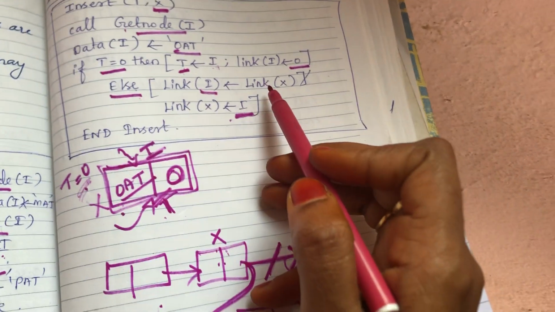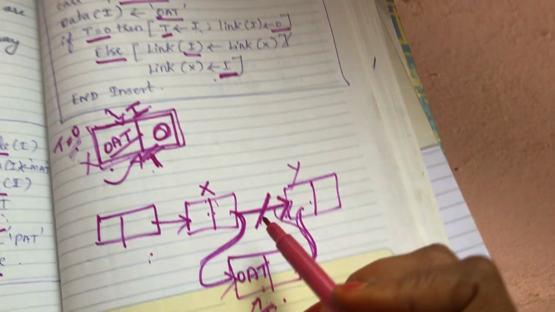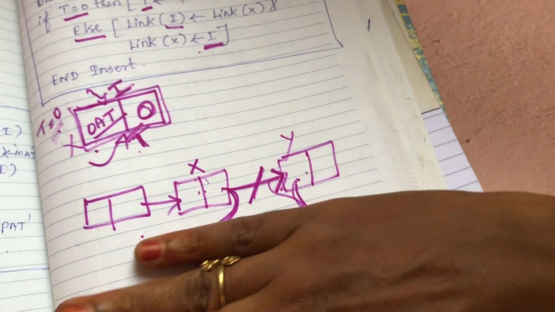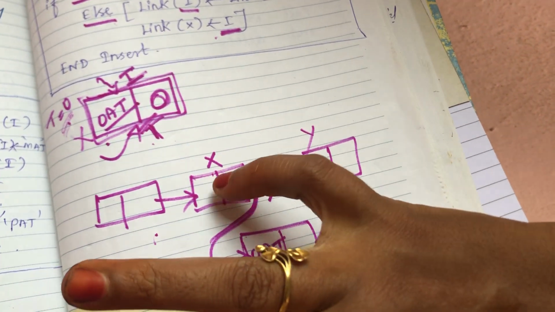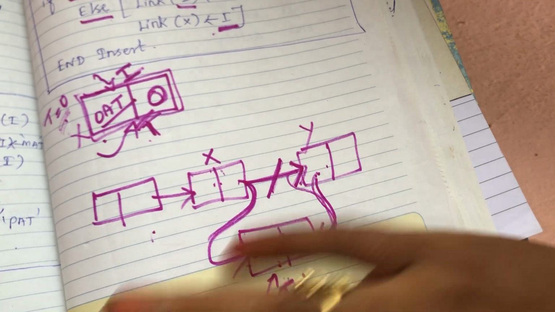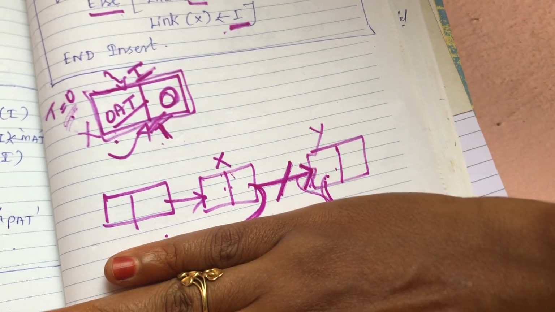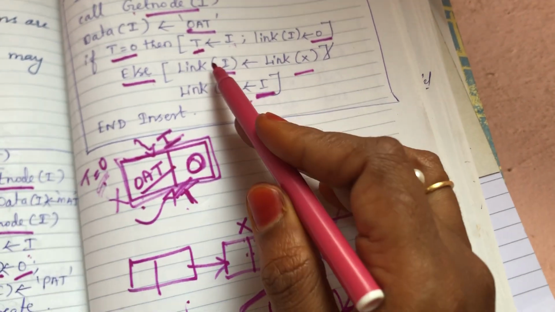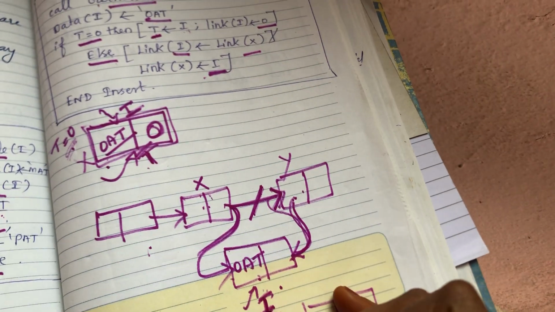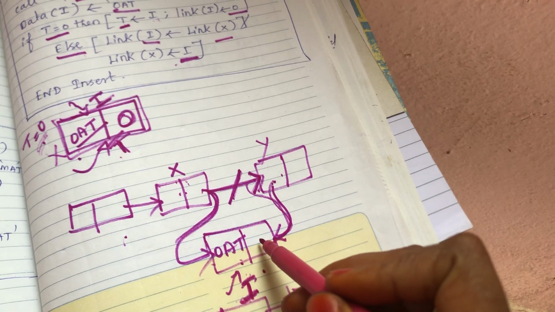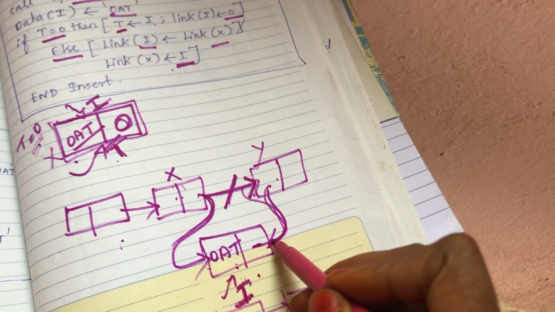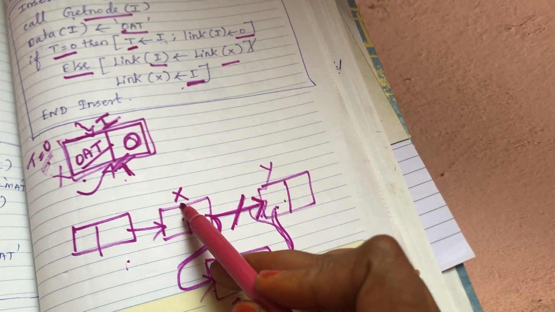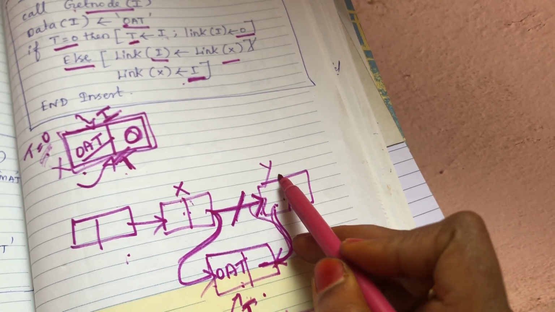Link of i is given to link of x. This is the ith node. In the old form, link of x was pointing to y. So link of x is given to link of y. This is the i node. This one is pointing, so link of i is given to link of x. Link of x is y.